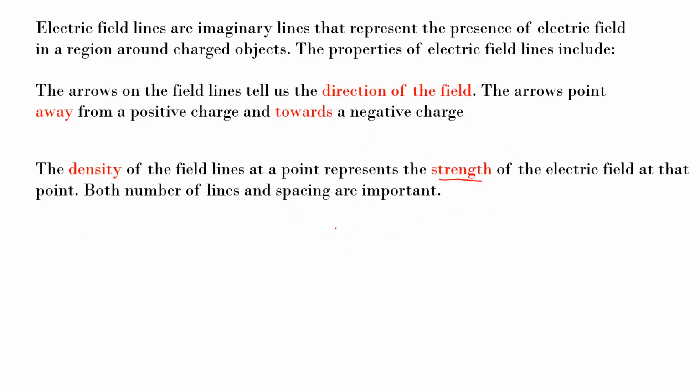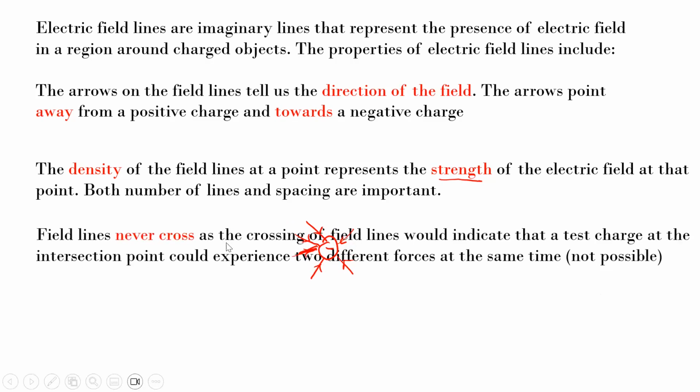Which means if the field lines are close to each other, then the field is strong. If we have a negative charge, you have a radial field, so you have the field lines like that. You see that close to the charge, the field lines are closer to each other. It means the field is stronger here, close to that charge, compared to when you move away from it.